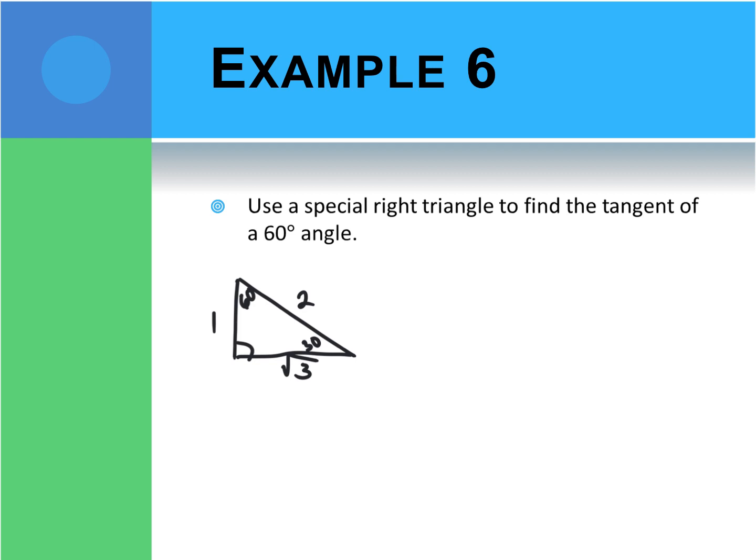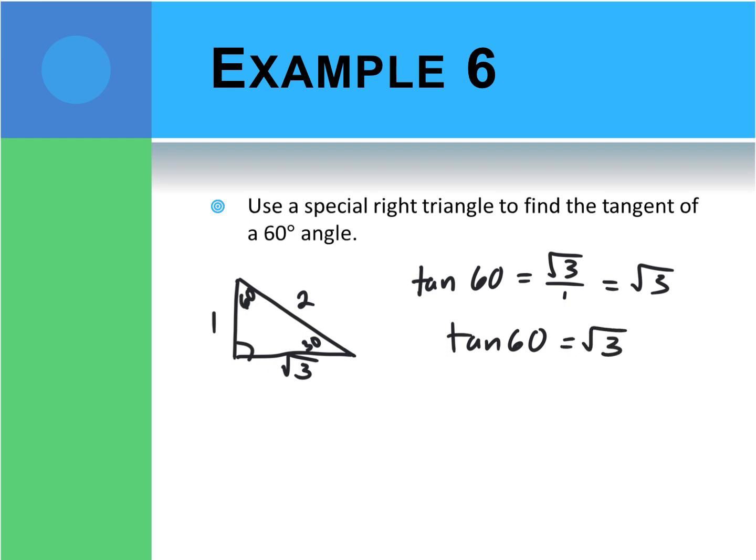So they want us to find the tangent of angle 60. That's going to be the opposite, so root 3 over 1. So this is going to be root 3. So tangent of angle 60 is just root 3. Sometimes you don't have to put it in the calculator. In this case, this is your answer. You don't have to put it in the calculator.